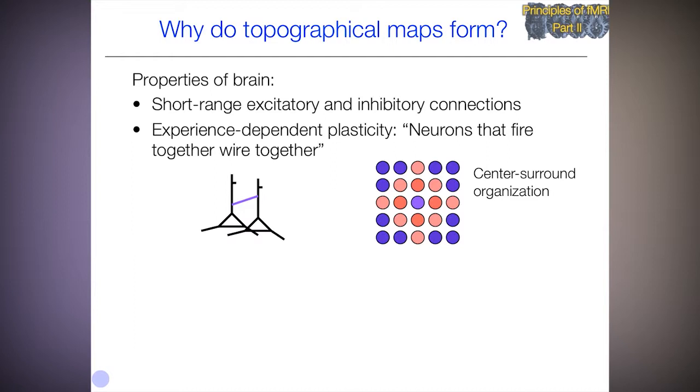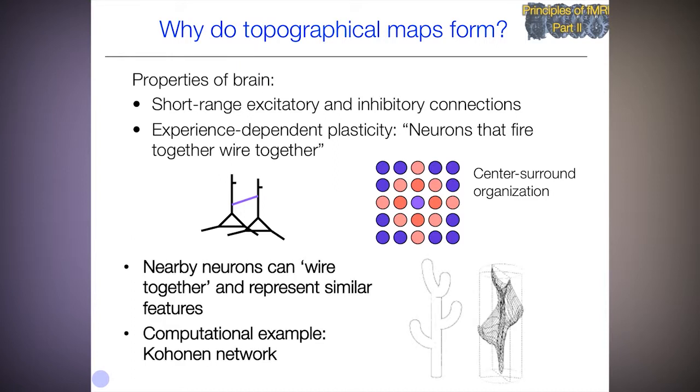The second property is experience-dependent plasticity. Neurons that fire together wire together, so to speak. If you put those two things together, and this is an example of a typical center-surround organization, where we have excitation in a local region around a neuron and then inhibition farther out, combined with learning, the fire-together-wire-together property, you can end up developing networks that have a spontaneous topographical organization.